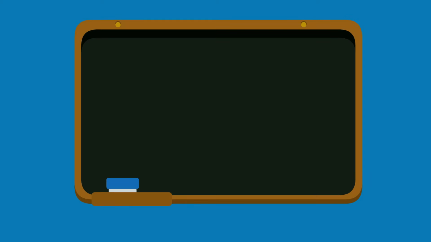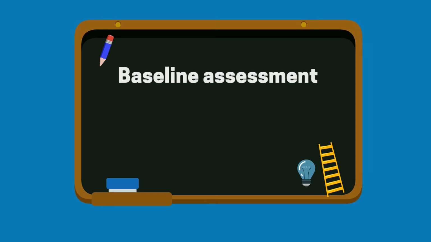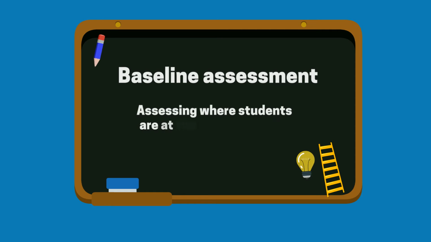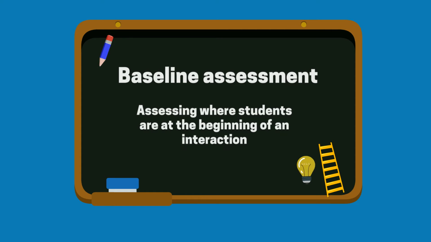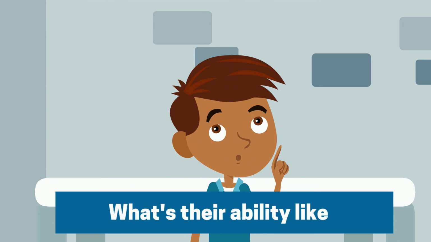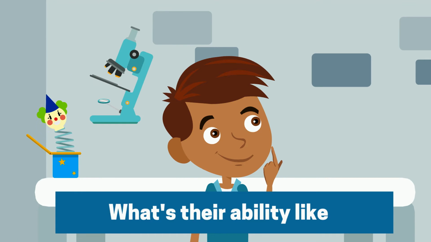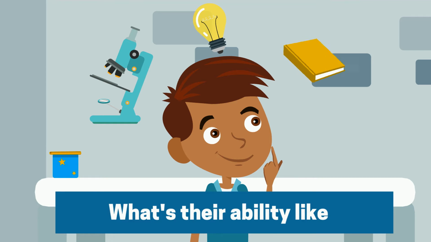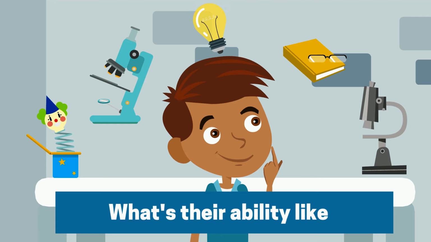Let's look further at baseline assessment. You're going to be assessing where students are at the beginning of an interaction, either generally or specifically within a subject or module. So, for example, what's their ability like in numeracy? What's their spatial or visual awareness like? What's their IQ level? This is basically CAT testing, by the way. What's their reading level? What do they know about genetics?